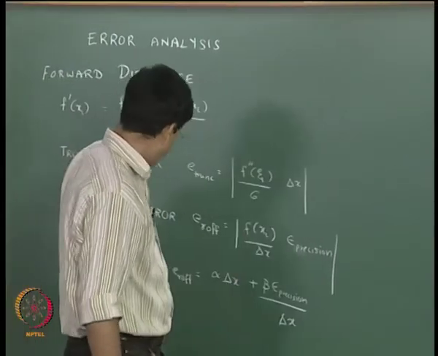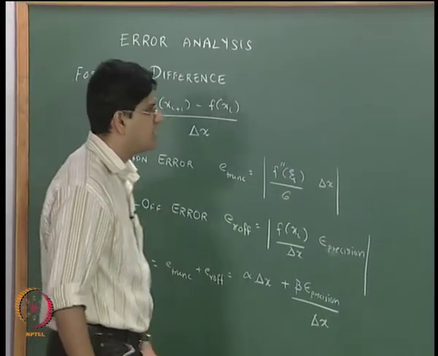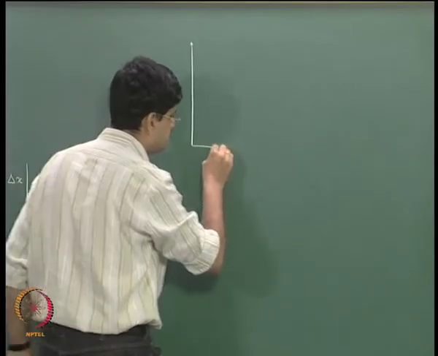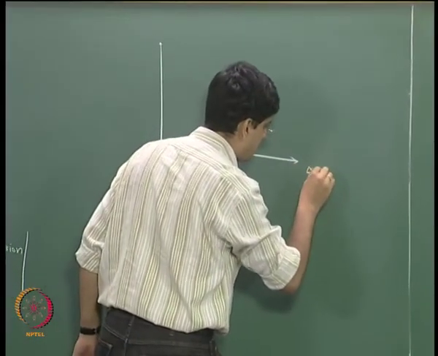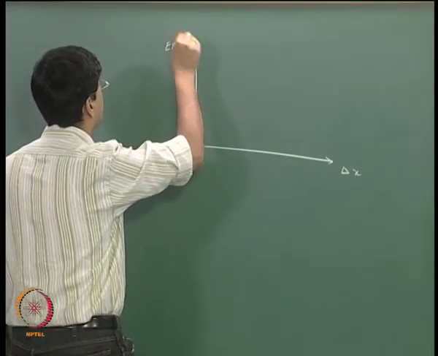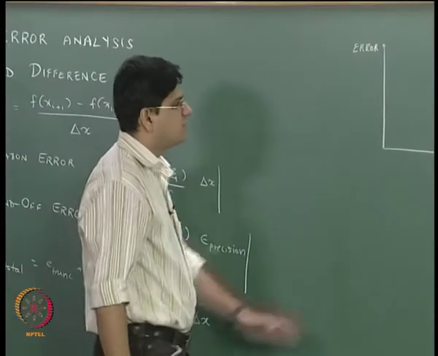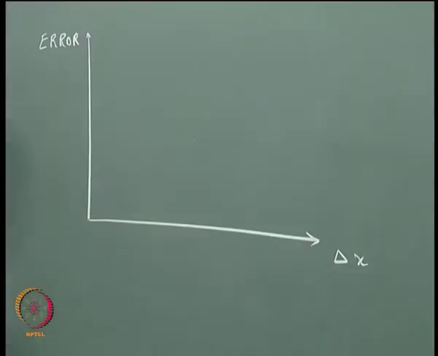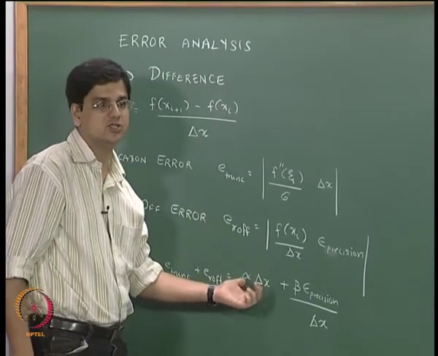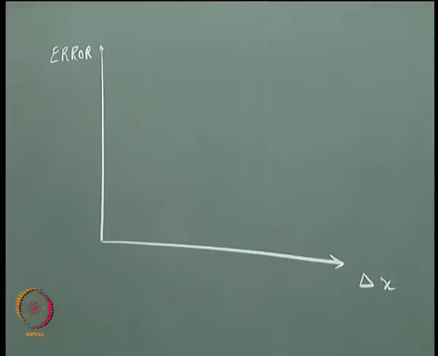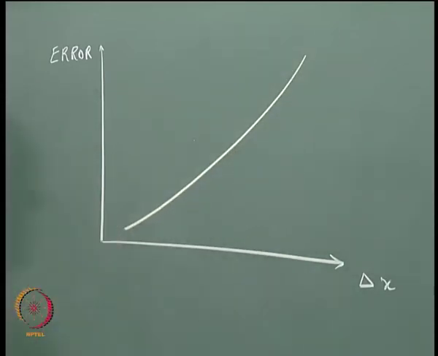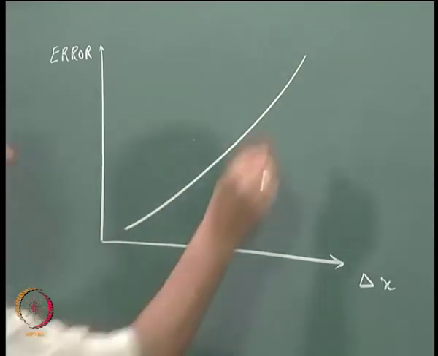Okay. So if we were going to plot the truncation and the round off errors, we will start with a large enough value of delta x and we will start reducing the value of delta x. So the truncation error is proportional to delta x. So as delta x decreases, the truncation error will keep decreasing. So, the truncation error will decrease something like this.